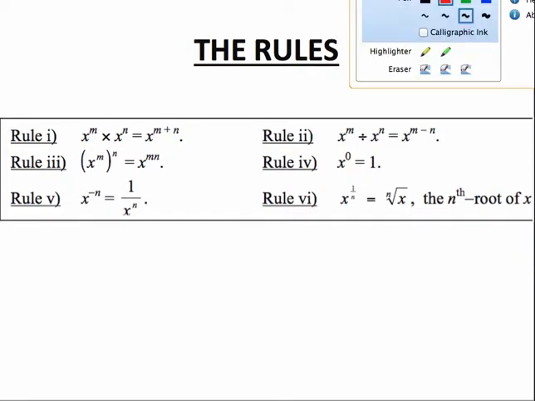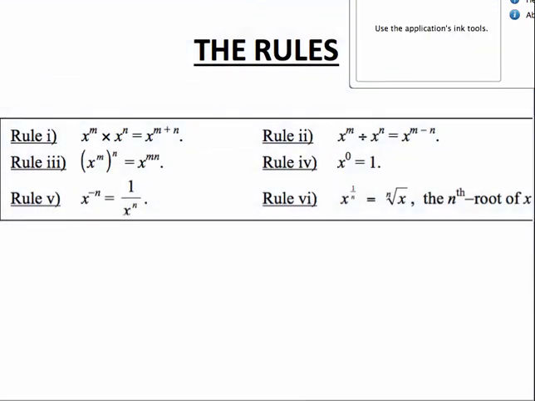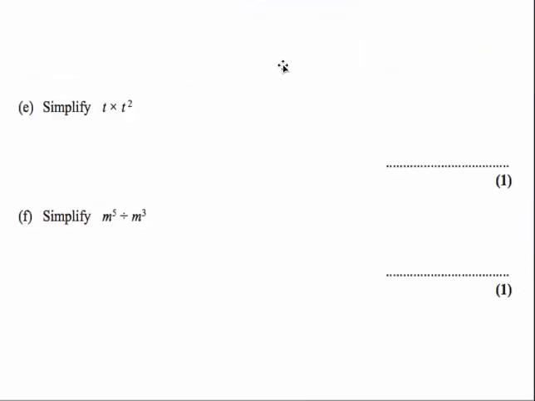For example, if we were to look at this question here, simplify t multiplied by t to the power 2. Now, if we had t on its own, it means that it's t to the power of 1 and t to the power of 2. If we are multiplying powers, all we do is add the little numbers on top. So this becomes t to the power 1 plus 2, which equals t to the power 3.